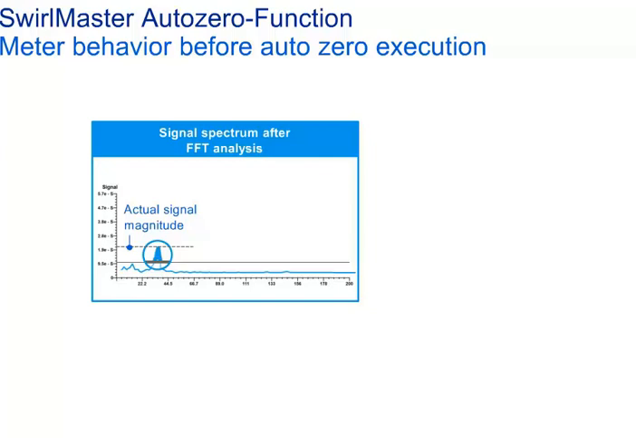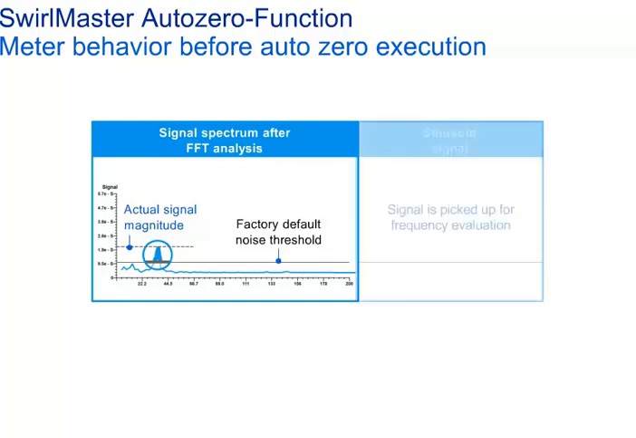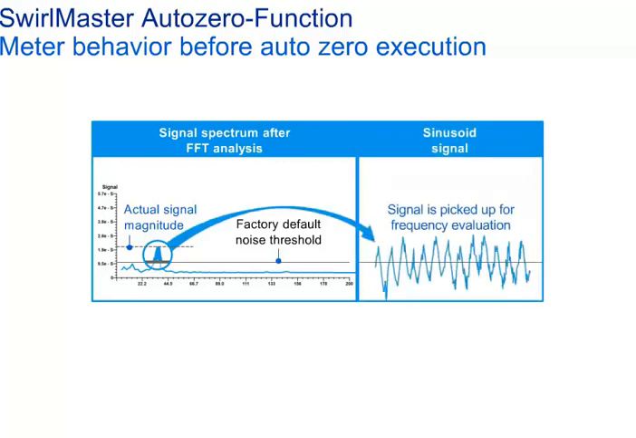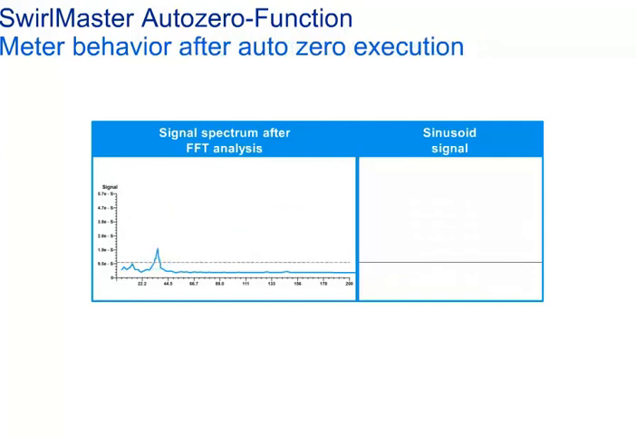As a manufacturer, ABB tried to make the meter as sensitive as possible to detect the lowest flow rates by setting the factory noise threshold to a low value. If the actual signal magnitude of a certain noise frequency is higher than the threshold, the meter will use this signal to make a flow calculation from it. The auto zero function reviews the signal spectrum for a period of time and adapts the threshold to a new value above the noise magnitude.